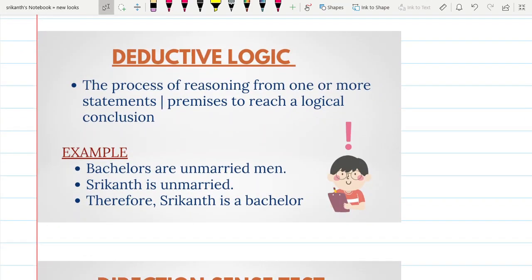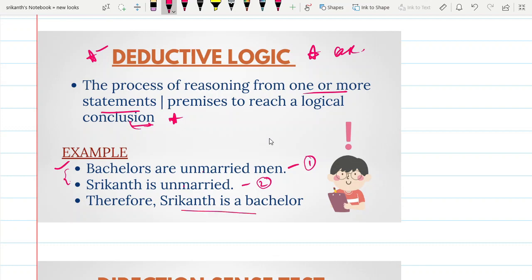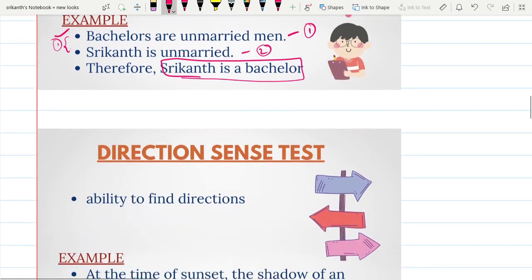Next is deductive logic. In this case, one or more statements will be given, and then you have to arrive at a certain conclusion. So this is a deductive logic case. Let us say the example: all bachelors are unmarried men. This is statement one. And then let's say Shrikant is unmarried. From these two statements, what can we conclude? Since Shrikant is unmarried and all bachelors are unmarried, therefore Shrikant is a bachelor. So this is the conclusion. This is how you are deducing from these two statements. Okay, so these are also a form of the intellectual potential test.